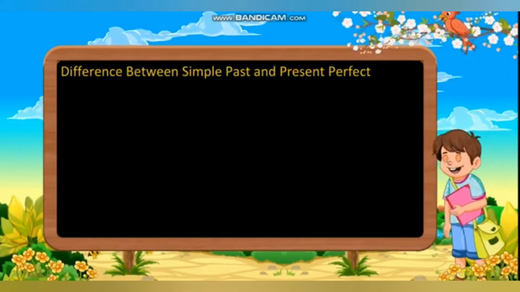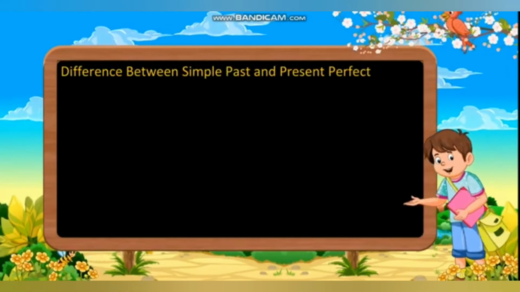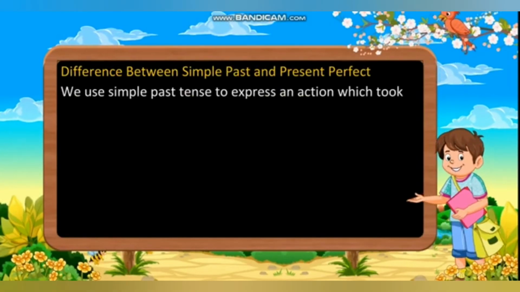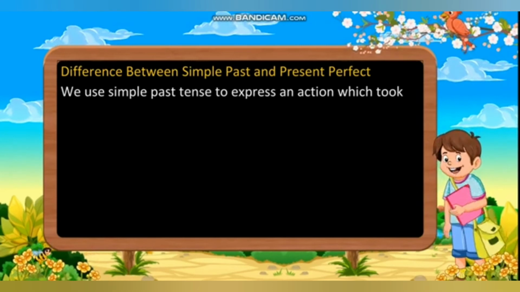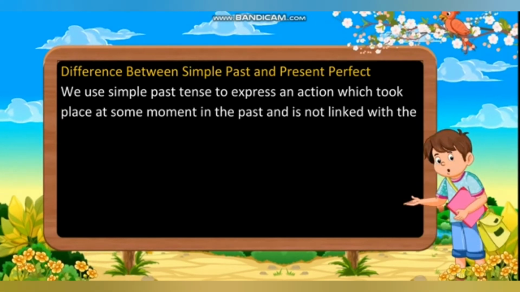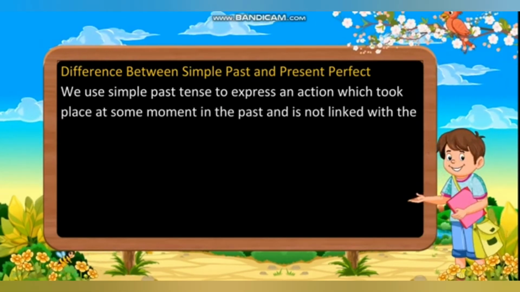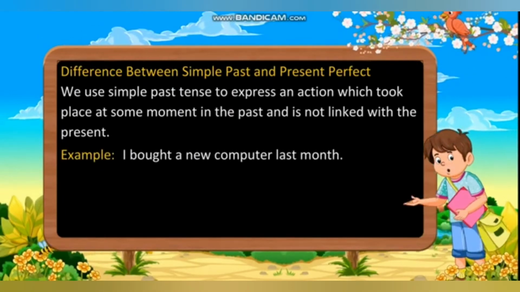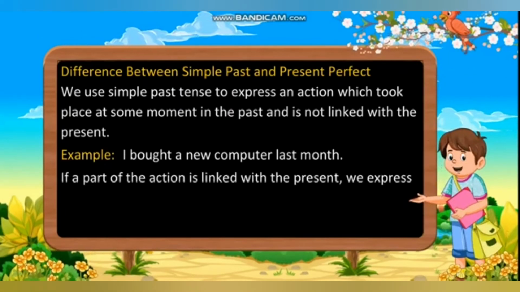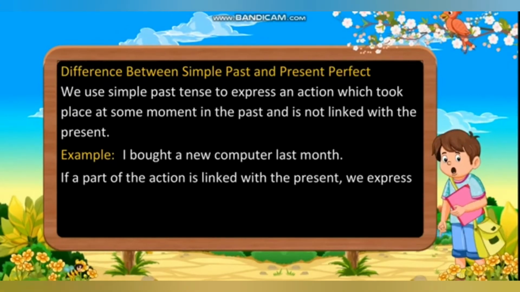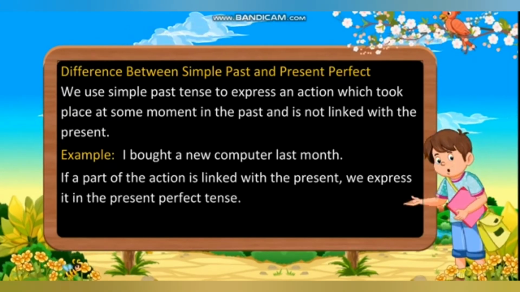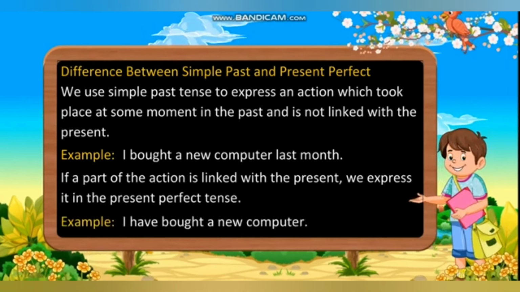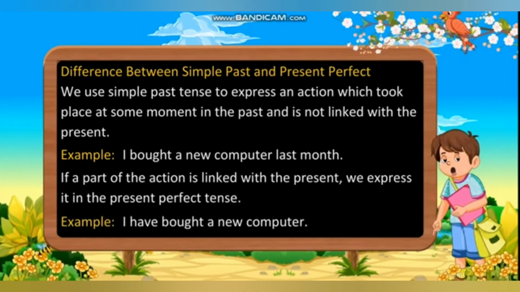Difference between simple past and present perfect. We use simple past tense to express an action which took place at some moment in the past and is not linked with the present. Example, I bought a new computer last month. If a part of the action is linked with the present, we express it in the present perfect tense. Example, I have bought a new computer.